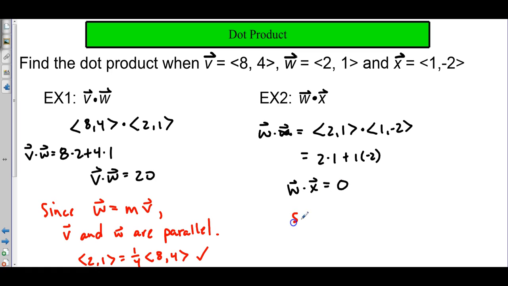So we say since W dot X equals 0, W and X are orthogonal. Let's see if I can spell it right this time.